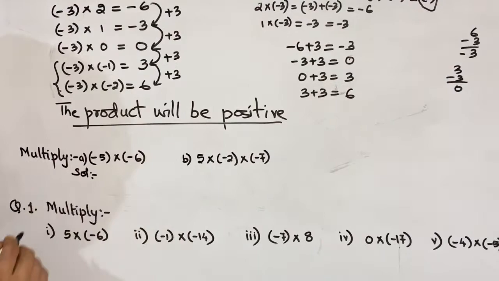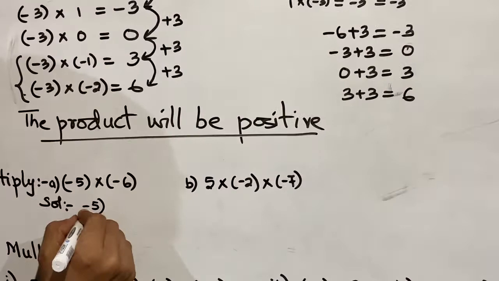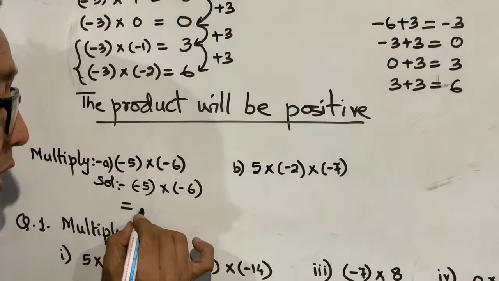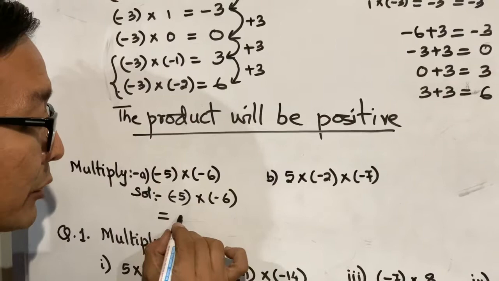So here we have a question. If we are asked to multiply these two negative integers, negative 5 times negative 6, whenever we multiply two integers with the same sign, the negative and negative are the same sign, you multiply it and the answer is positive. So positive, and the numbers we need to multiply are 5 and 6. 5 times 6 is 30.